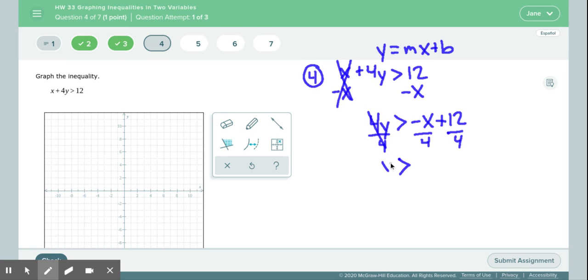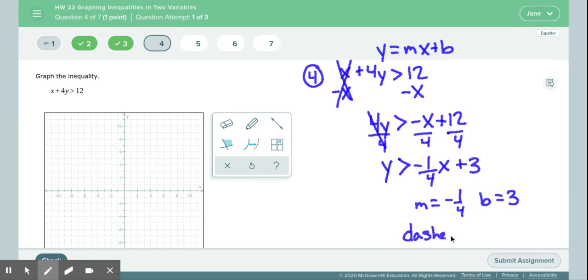4 divided by 4 cancels, leaving me with y is greater than. I have negative x over 4, which would be the number negative 1 over 4x. And then positive 12 divided by 4 is positive 3. So my slope, m, is negative 1 over 4, and my y-intercept, my b, is positive 3. Something else before I begin is this inequality symbol was just a greater than symbol, which means that I'm going to use a dashed boundary line. These points that I'm about to plot are not a part of my solution.